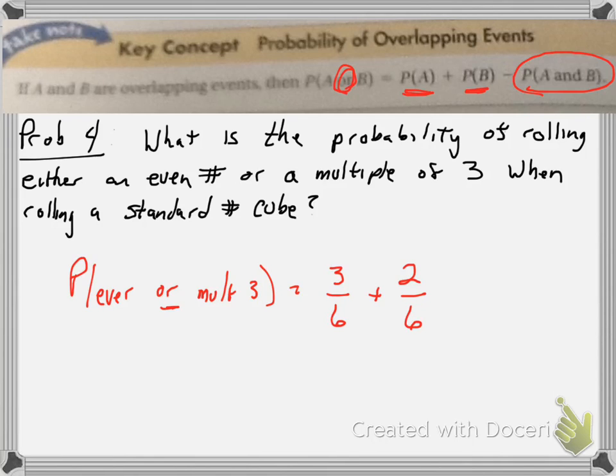Well, I said 6 is both an even number and a multiple of 3, so I'm going to have to subtract 1/6. Okay? So that's going to give me 4 over 6, or a probability of 2/3.